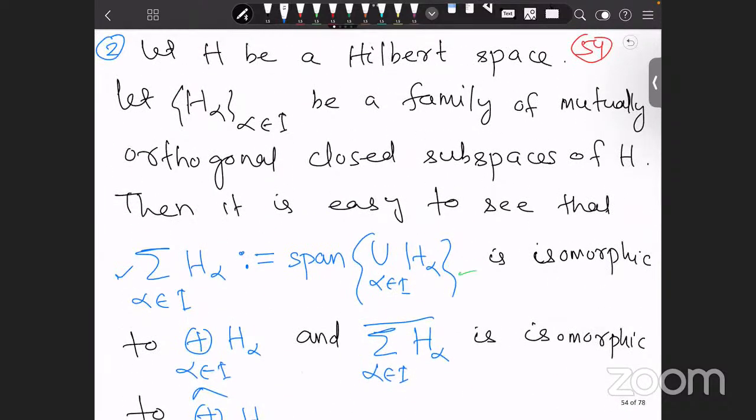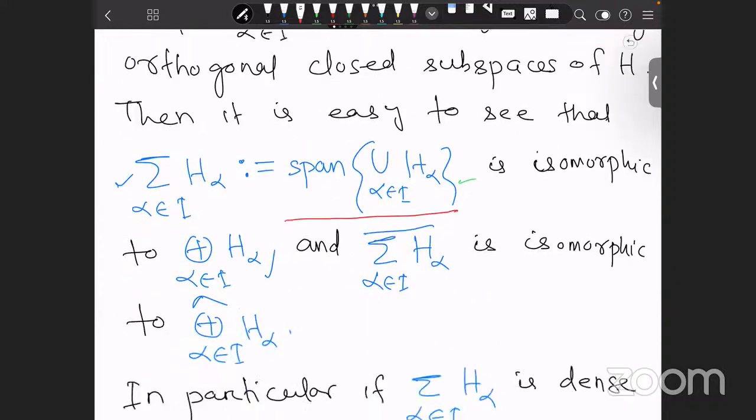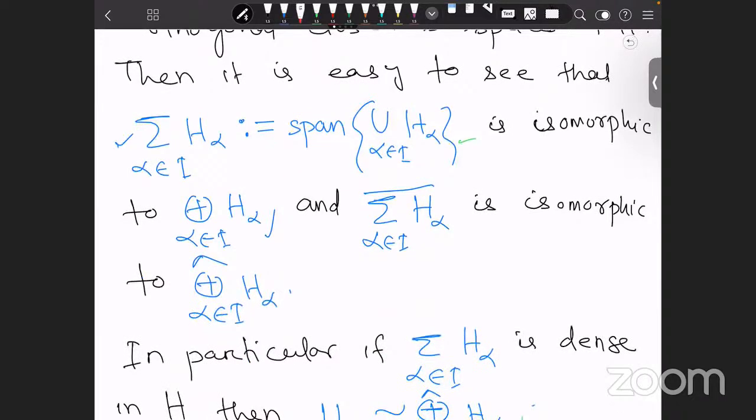Now, second observation: let H be a Hilbert space, and let H_α, α in I, be a family of mutually orthogonal closed subspaces of H. Then it is easy to see that the vector space sum of H_α, α in I, is isomorphic to the algebraic direct sum of H_α, α in I. So if the H_α are really a mutually orthogonal family of closed subspaces, then this vector space sum is isomorphic to the algebraic direct sum. And how is this vector space sum defined? By definition, it is the span of the union of the H_α. Now, if you look at the closure of this vector space sum of H_α, this is isomorphic to the Hilbert direct sum of H_α, α in I.